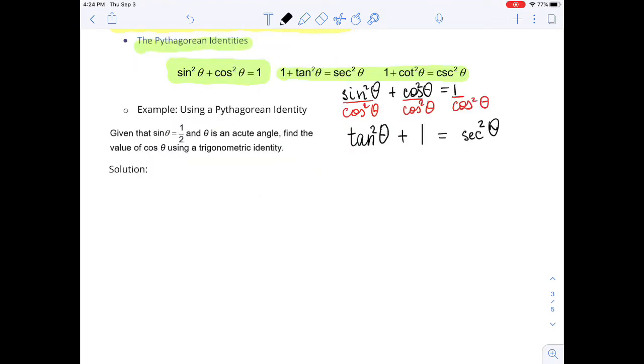Now, example. Sine theta is 1/2 and theta is acute angle. Find the value of cosine theta using a trigonometric identity. So we start writing this identity. Sine squared theta plus cosine squared theta is 1. Since we know sine theta is 1 half, then we plug 1/2 into this identity. Now we simplify, and 1/2 squared is 1/4.